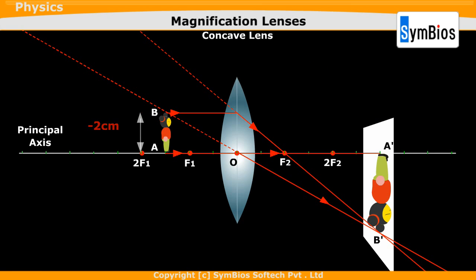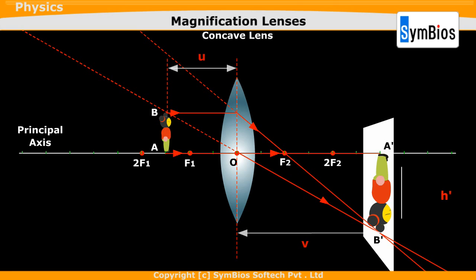To understand the image formation in lens, let us now keep focal length a constant and vary the object distance U. Let's see what will happen to the image distance V, magnification M, and the height of the image H dash.